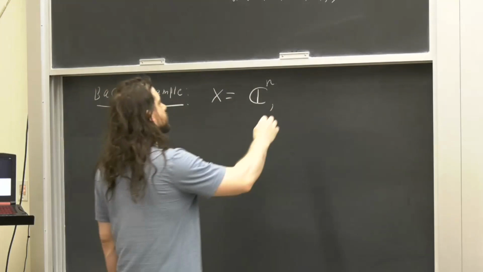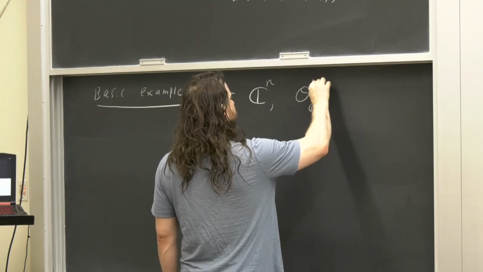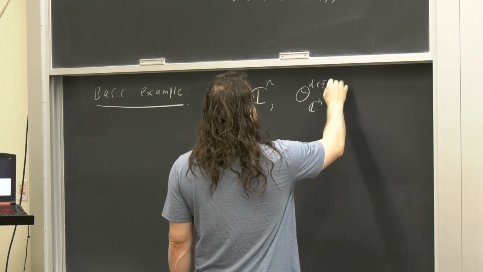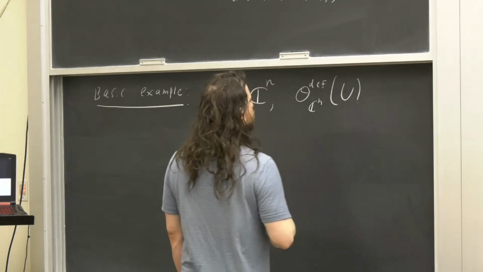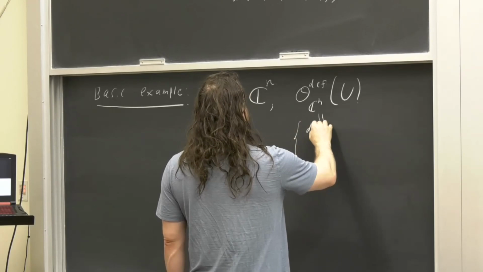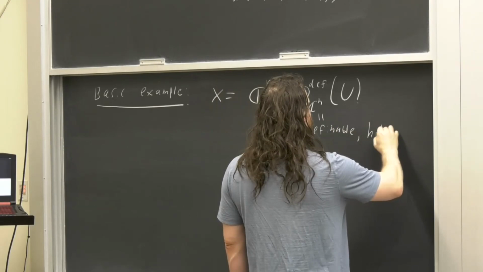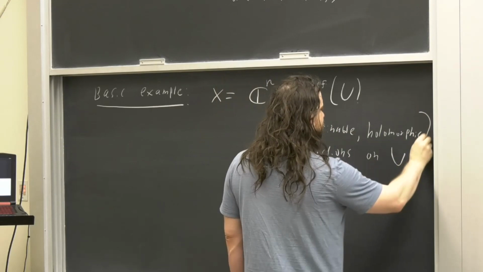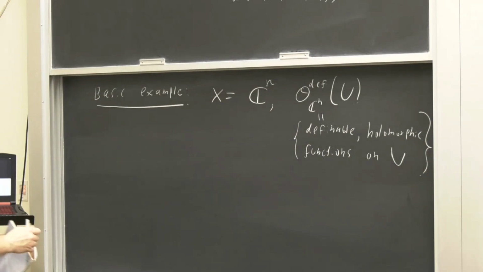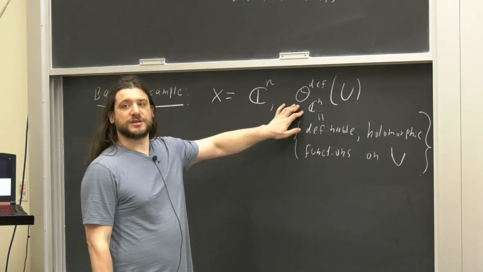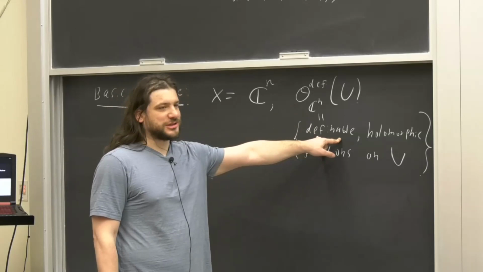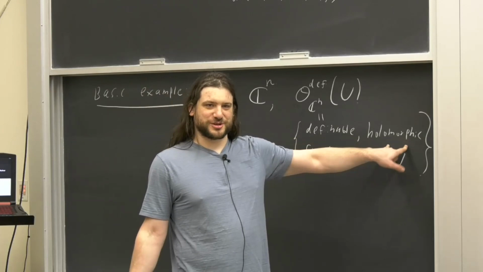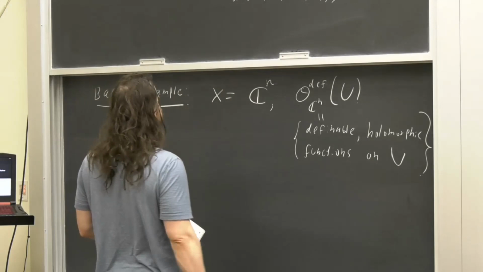And we let O_{C^n}, or sometimes I'll write O_{C^n} definable, be the sheaf of rings such that O_{C^n}(U) is equal to the set of definable holomorphic functions on U, for any definable open subset U of C^n. So it's elementary to see that this does give you a sheaf on a definable site, because being definable glues along finite covers, and being analytic glues along even infinite covers. So it certainly glues along finite covers. Okay, so this is in some sense the primary thing we're going to care about.